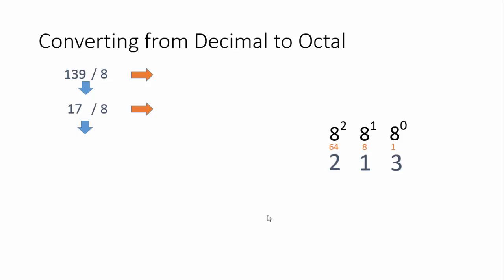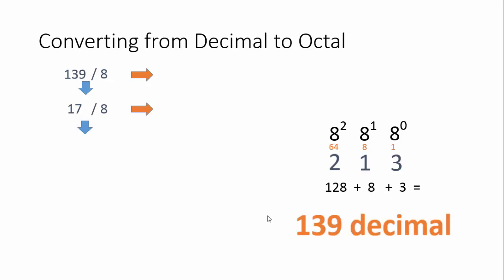So 139 decimal is the equivalent to 213 octal. I have 3 1s, 1 8, and 2 64s. And if I add those together, 128 plus 8 plus 3 is equal to 139 decimal.